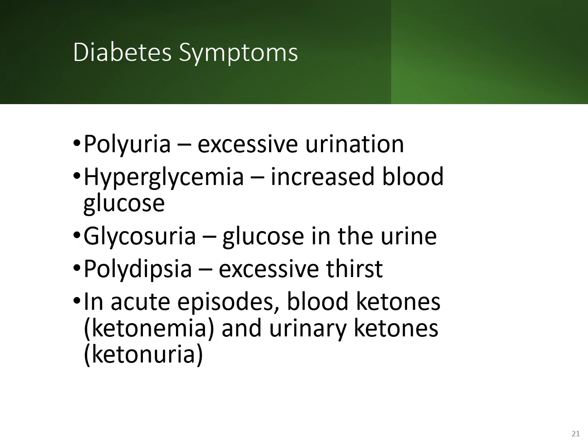Some of the terms that are associated with symptoms of diabetes include polyuria, which is excessive urination, hyperglycemia, which is an increased glucose level, glycosuria, which is glucose in the urine, polydipsia, which is excessive thirst, and also blood ketones, which is ketonemia, and urinary ketones, ketonuria.